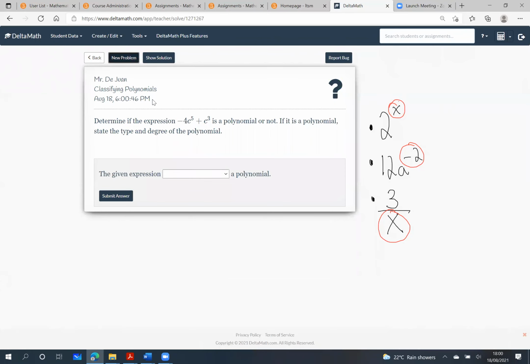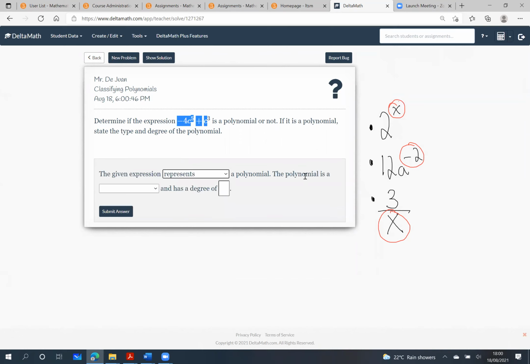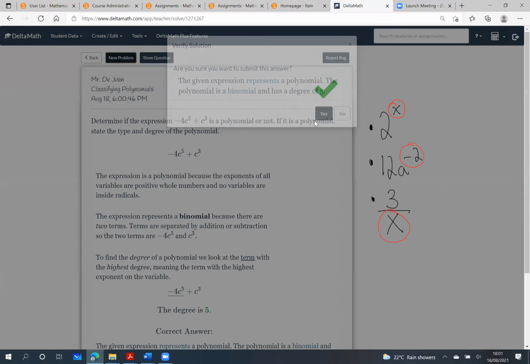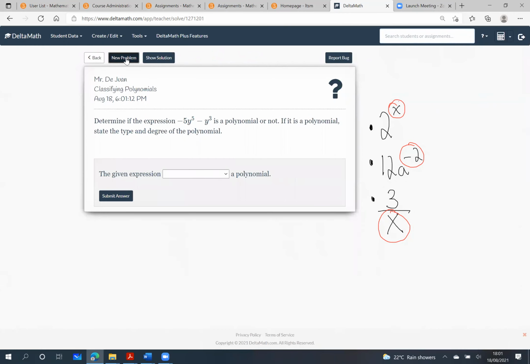Let's look at one more question. Once again, we have a polynomial because it does not follow the rules on the right. So it represents a polynomial. It looks like there are two terms, so I'm going to call it a binomial, and it has a degree of 5 because 5 is the bigger exponent. Submit the answer.